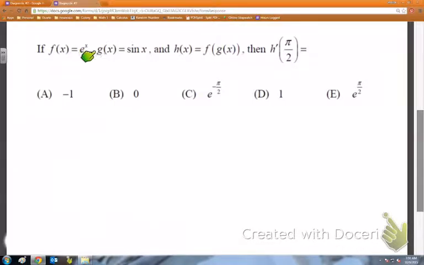If f of x equals e to the x, and g of x equals sine of x, and h of x equals the composition of f of g of x, then find h prime of pi over 2. So we're trying to find the derivative of h and then plug in pi over 2.